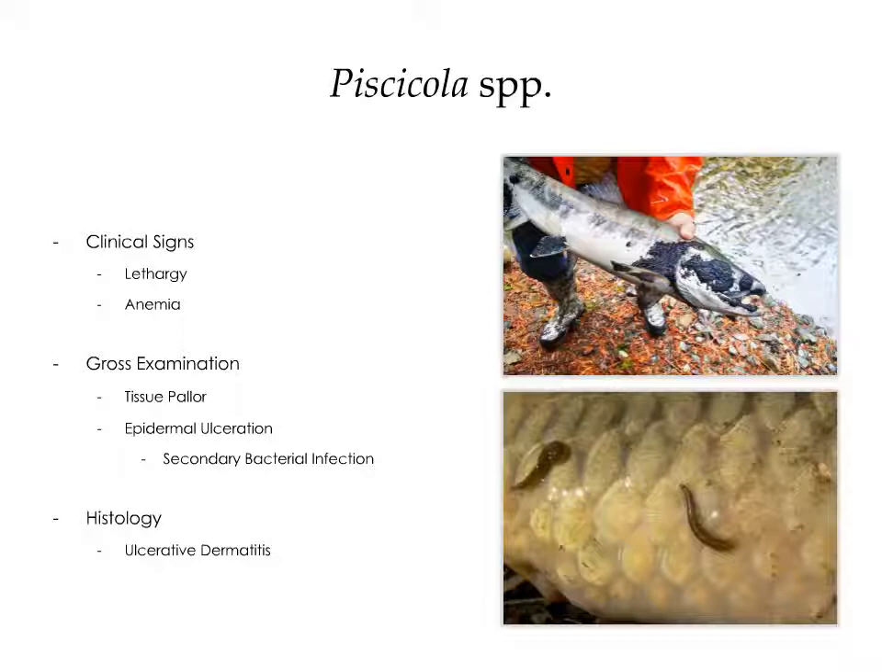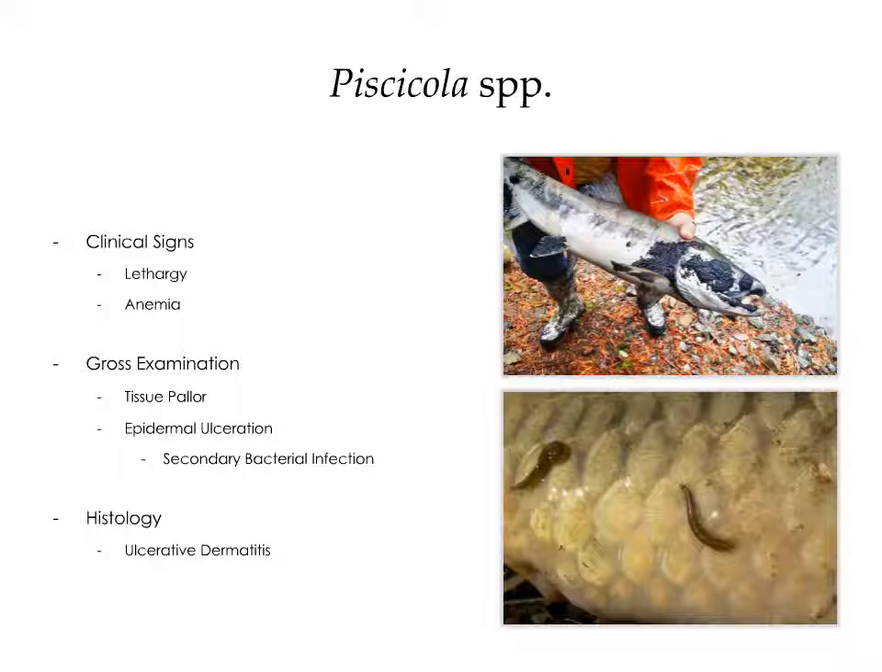Clinical signs in fish with heavy parasite loads include lethargy and anemia. On gross examination, tissue pallor is a common finding in anemic fish. The site of attachment may also be associated with epidermal ulceration. This can progress to secondary bacterial infection.